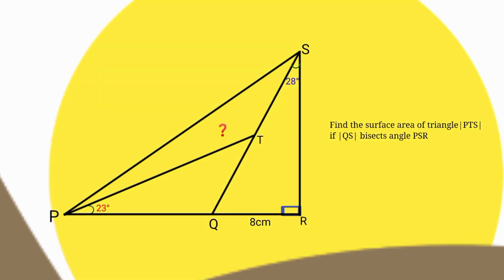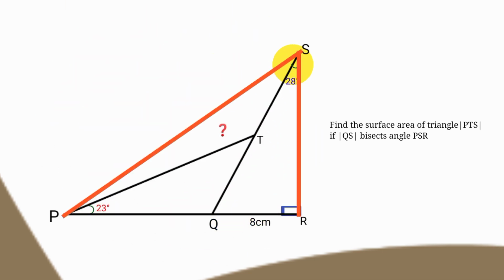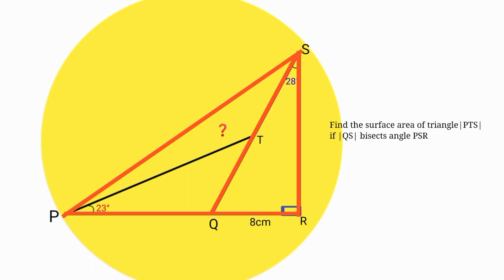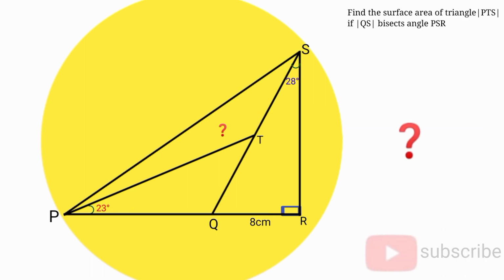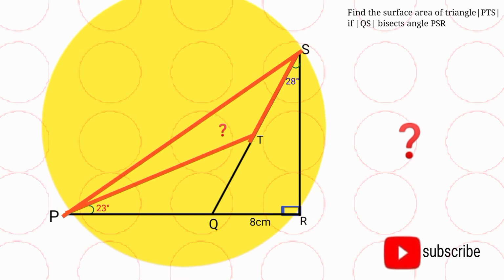Here, we are asked to find the surface area of this triangle PST. If this line QS bisects this angle PSR, we can see here that because of this right angle here, this triangle QRS and this triangle PRS are right angle triangles. So how can we solve this? How can we find the surface area of this triangle PST?